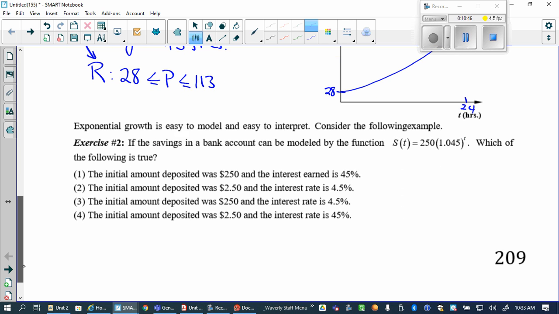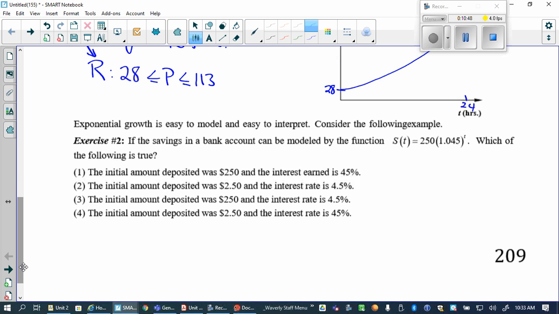Let's look at exercise 2. For savings. The savings in a bank account can be modeled by the function S of t. Savings is a function of time equals 250 times 1.045 to the t. Okay, t is time, right? So look at your choices here. And now look at the function they gave you.